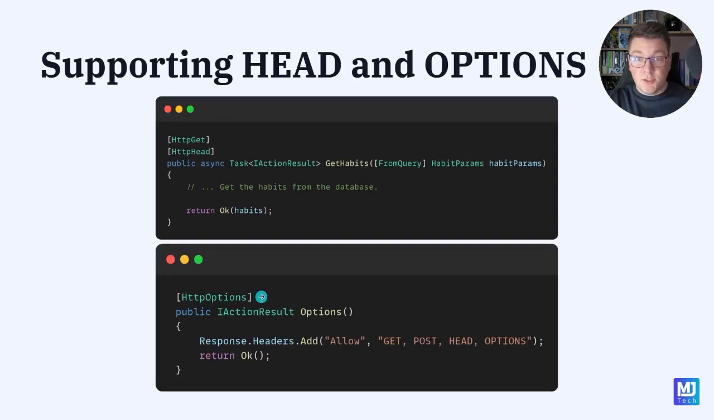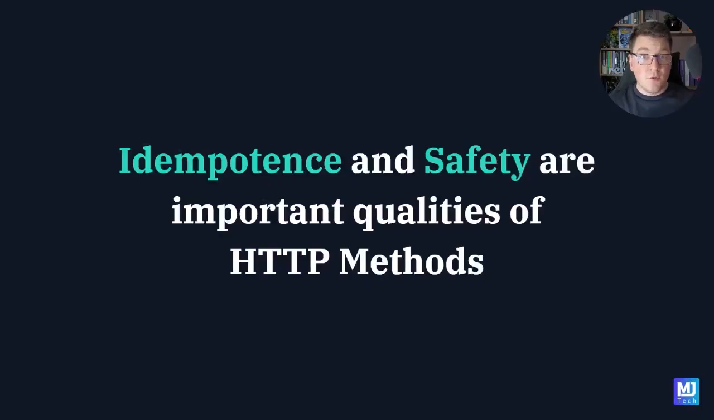When it comes to supporting the options HTTP method, you can define an options method on your controller instance, decorated with an HTTP options attribute, and then in the response headers, append an allow header that lists the supported set of HTTP methods.